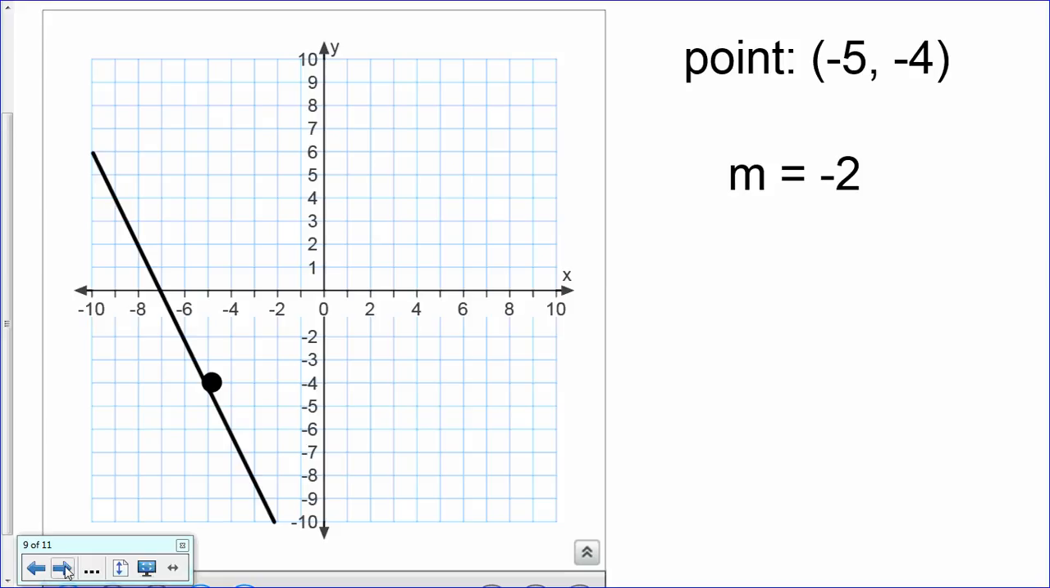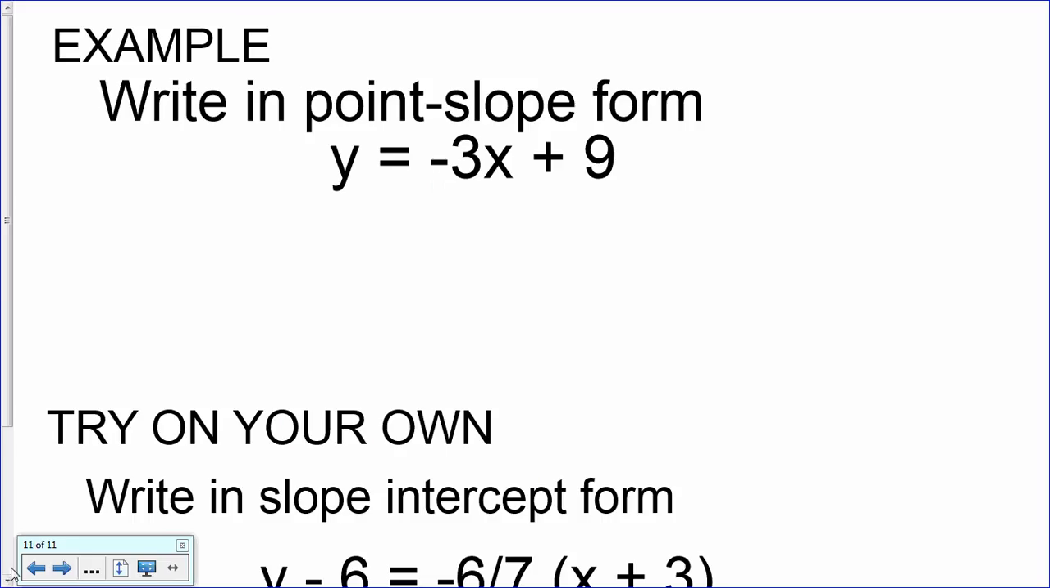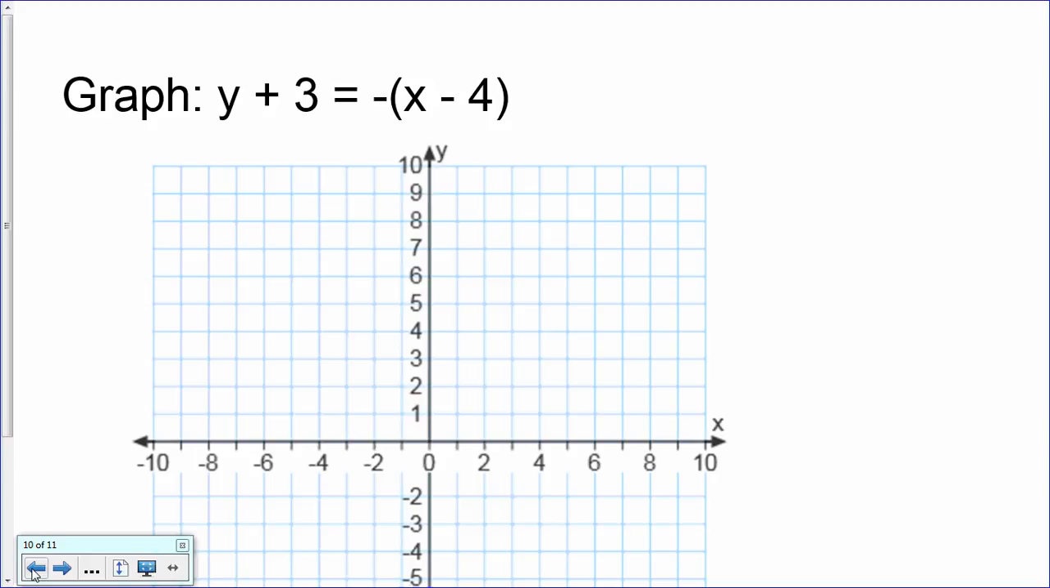And then you guys do it on your own. See, monkey do kind of thing. Yeah. So you gotta find your point, find your slope, and then plot them. Plot your point first, then use your slope to get your second point, draw a line. Okay? Oh goodness, and then there's one more. So, if you have any questions on this, we will go over it in class, as usual.